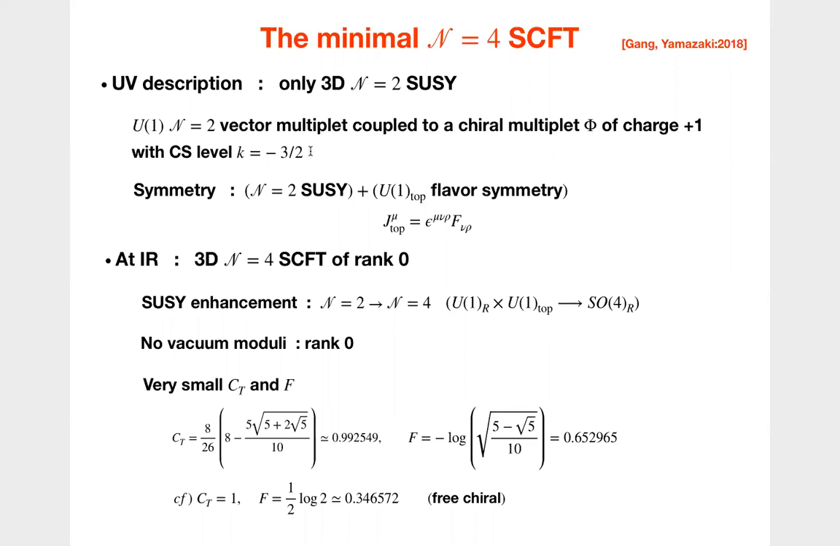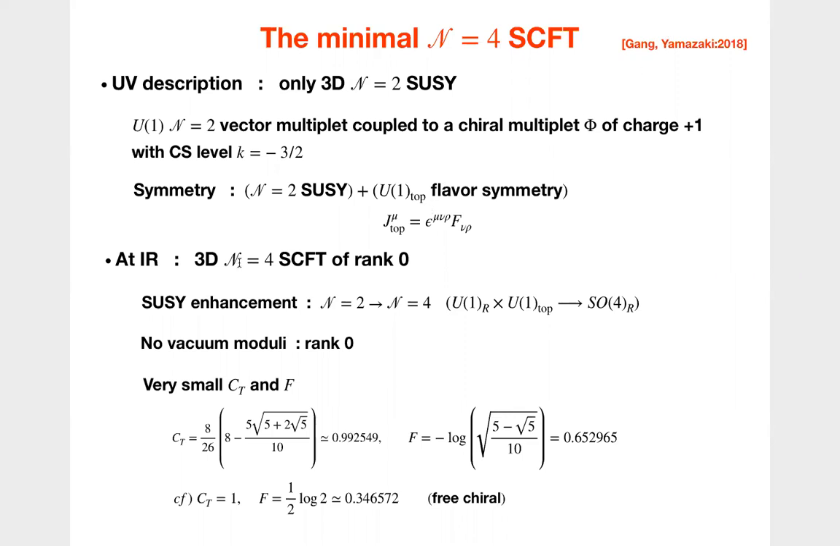In the UV, this theory has N=2 supersymmetry, and there is an additional U(1) symmetry called the U(1) topological symmetry, whose conjugate current can be constructed from the field strength F of the gauge field. Due to the Bianchi identity, this conjugate current is automatically conserved, and it implies that there is a flavor symmetry, which is called the U(1) topological symmetry.